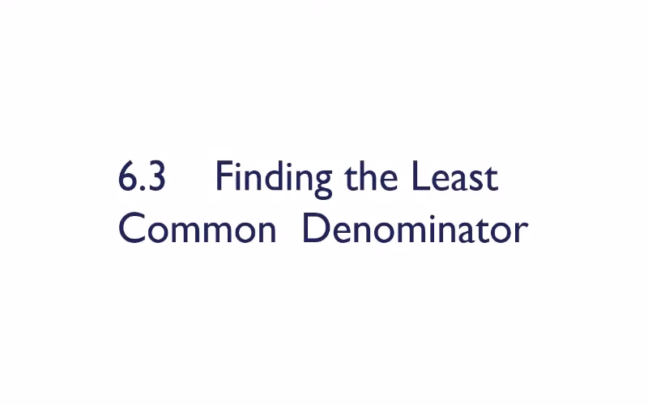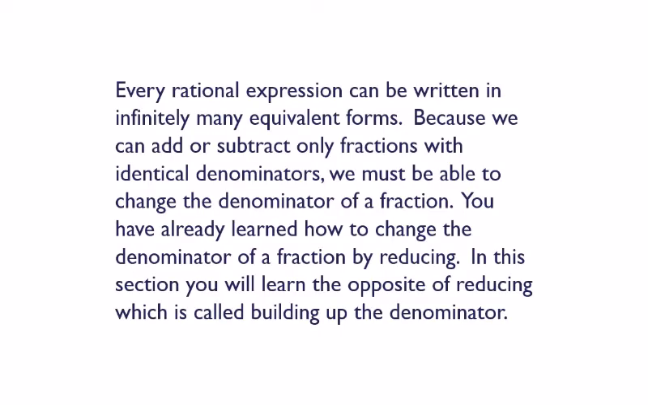So we're in 6-3. We're finding the least common denominator. And this is something that we've done before, but with numerical fractions or constants. But we haven't done this with our rational expressions now that we have variables involved, right? So first of all, we know that a rational expression can be written in infinitely many forms.